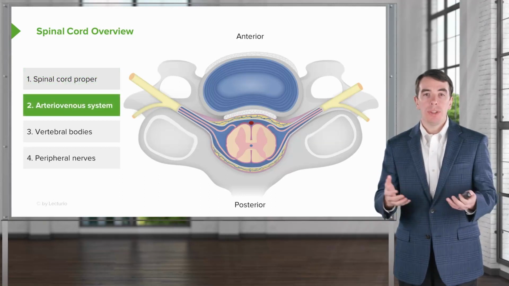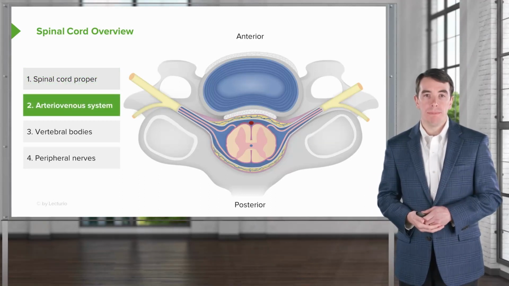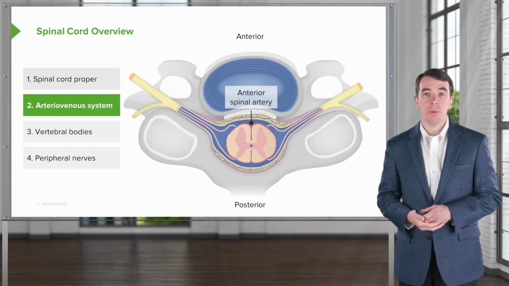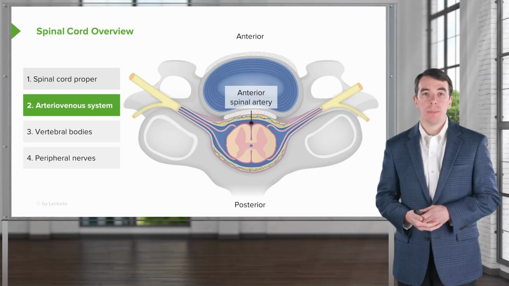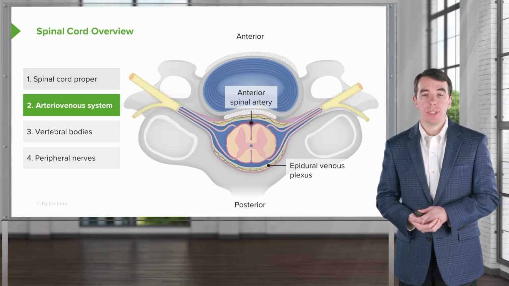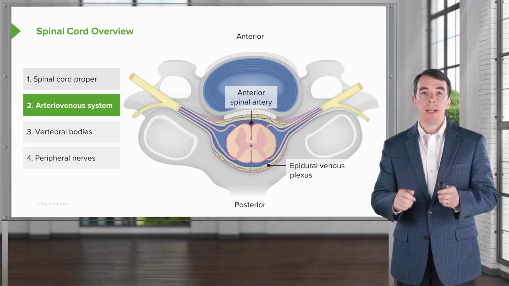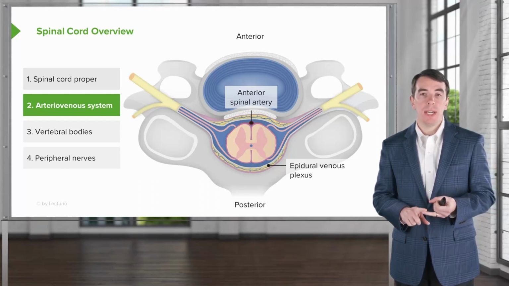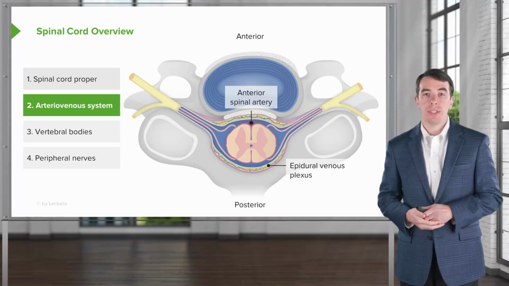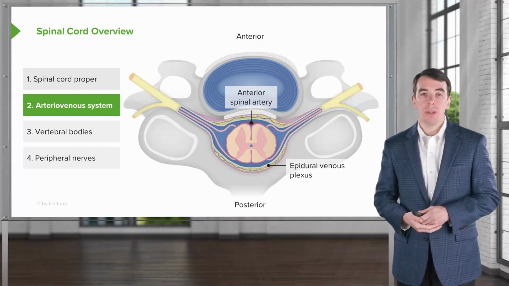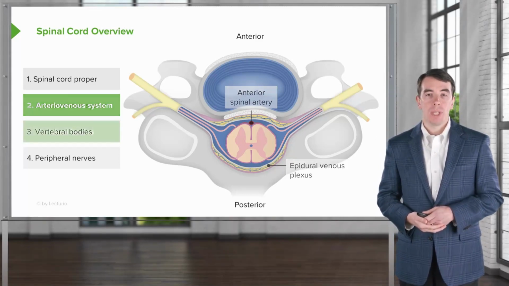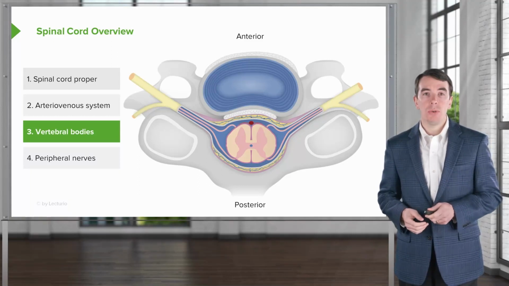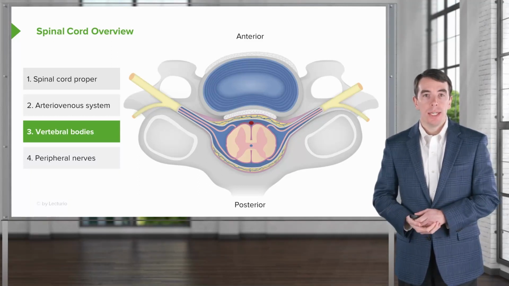The second area within the spinal cord is the arteriovenous system. And we have arteries, and in particular, the anterior spinal artery will be very important for patient presentations from vascular problems affecting the spinal cord, and the epidural venous plexus, that plexus around the spinal cord in the epidural space, and metastases or infections, osteomyelitis, and others can affect the epidural space and present with a problem compressing the cord externally. The third area or region within the spinal cord are the vertebral bodies.